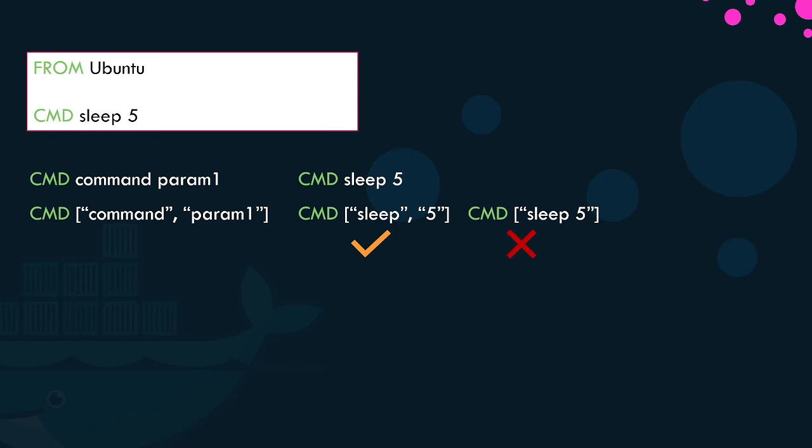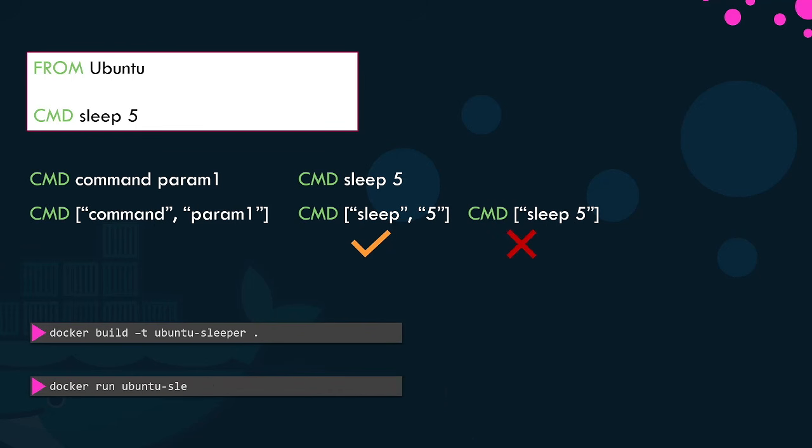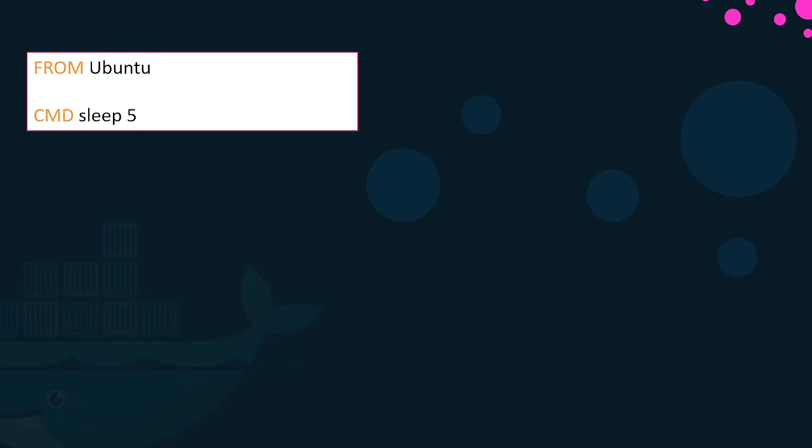So I now build my new image using the docker build command and name it ubuntu-sleeper. I could now simply run the docker run ubuntu-sleeper command and get the same results. It always sleeps for 5 seconds and exits. But what if I wish to change the number of seconds it sleeps? Currently, it is hard-coded to 5 seconds.